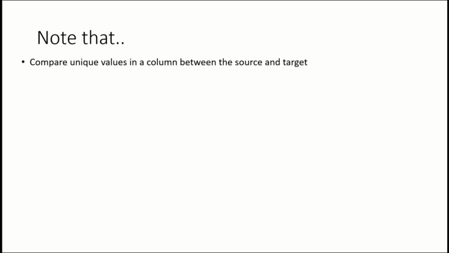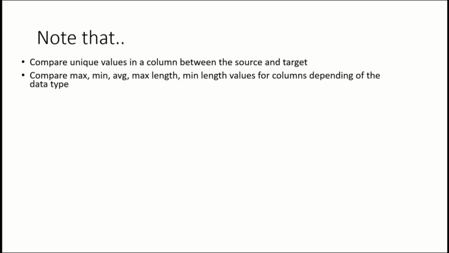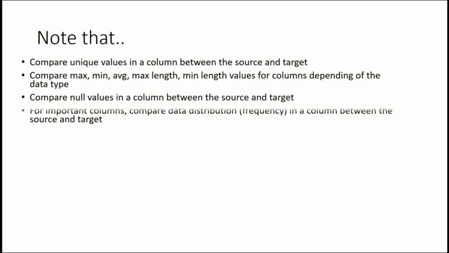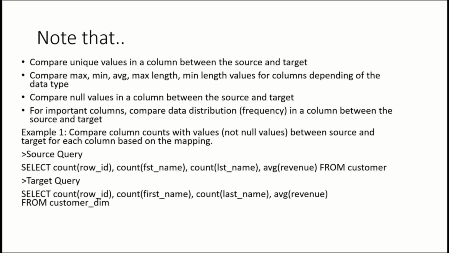Some common data profile comparisons that can be done between the source and target are: compare unique values in a column between the source and target. Compare max, min, average, max length, and min length values for columns depending on the data type. Compare null values only in a column between the source and target. For important columns, compare data distribution frequency in a column between the source and target. An example of this is to compare column counts with value between source and target for each column based on the mapping.